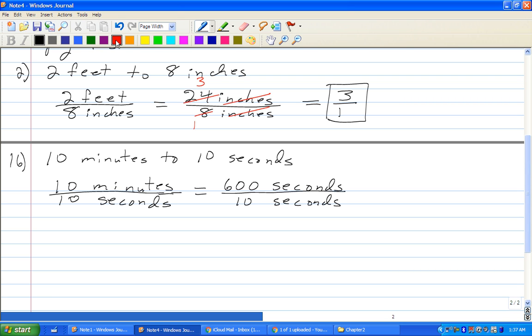Again, I can cancel units. 600 divided by 10 is 60. 10 divided by 10 is 1. Therefore, this is the same as a ratio of 60 to 1.